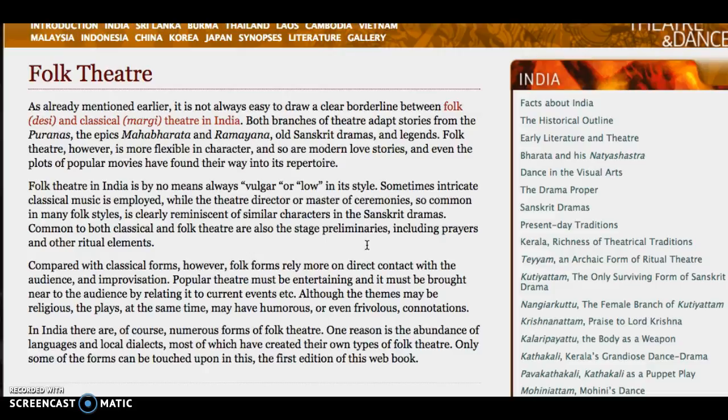They rely a lot on direct contact with the audience, and improvisation. They're very similar in some ways to the Commedia dell'arte. They are performed, like I said, in the people's language and not performed in Sanskrit. And they're that last piece of the bridge that we see between the sacred and the vernacular, the sacred and the popular in Indian theatrical tradition.